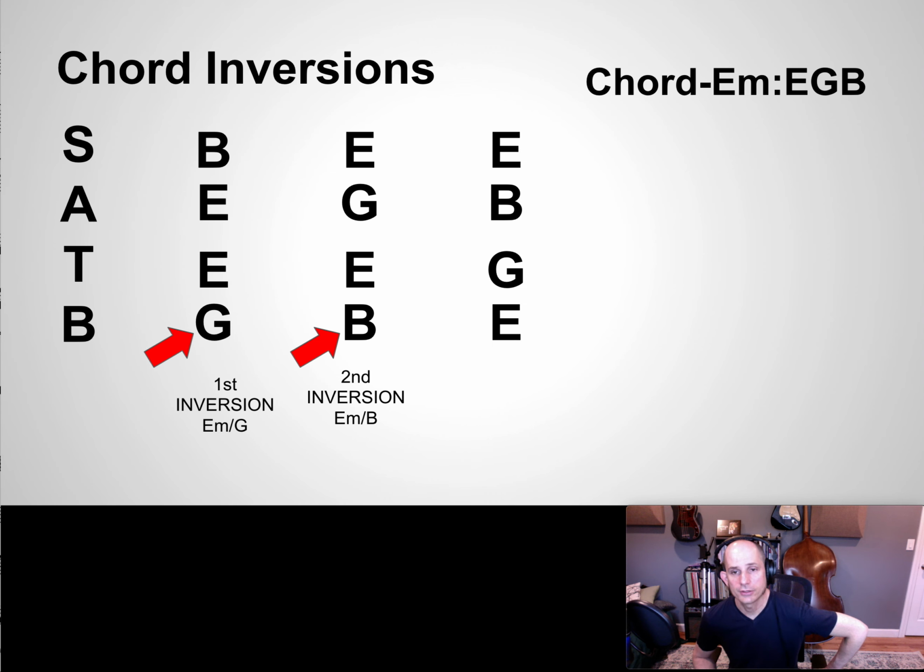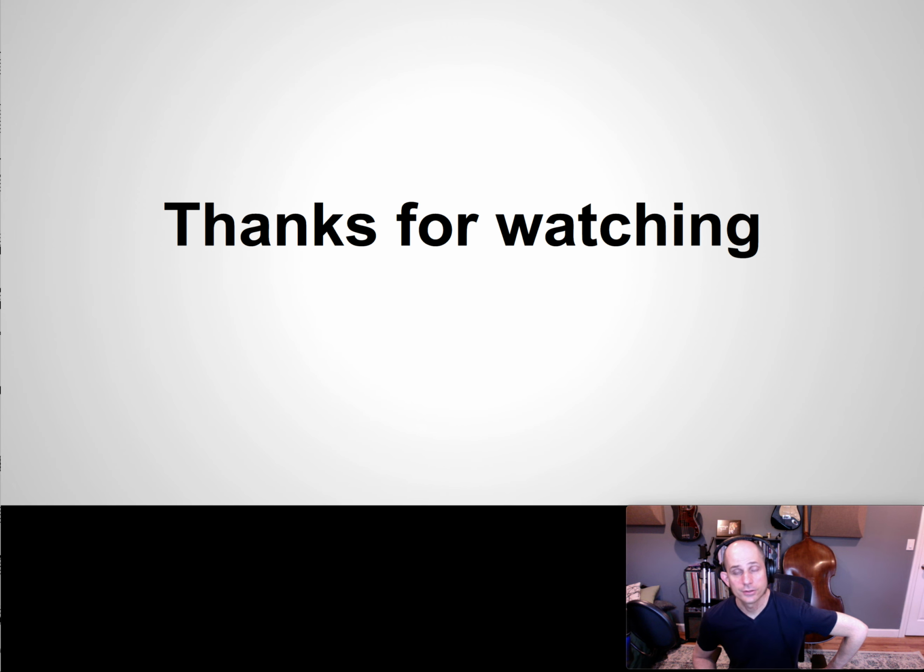And now the final example, we have E, G, B doubling the E, and we have an E in the bass. That means it's a root position because that's the root of the chord. All right, and there's your first delve into inversions.